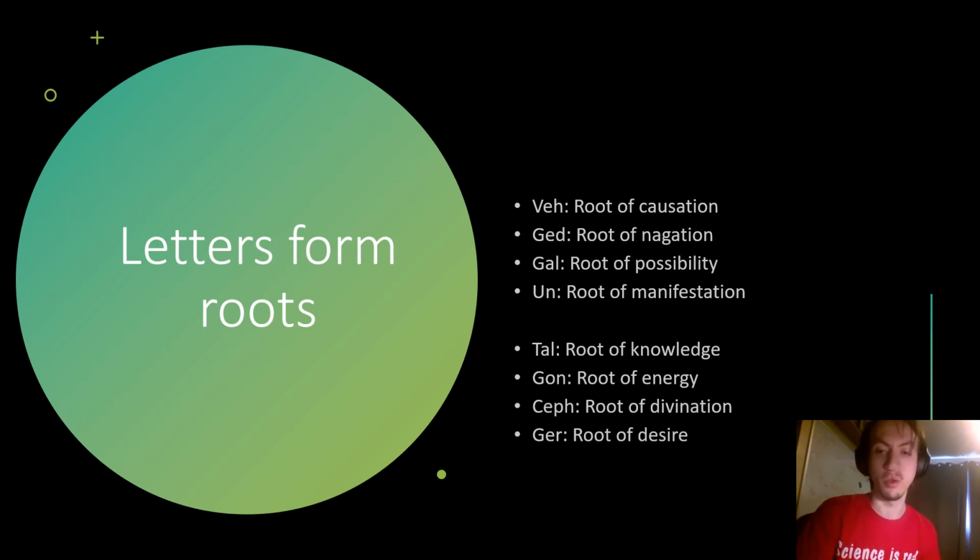So you have Tal, the root of knowledge, Gon, the root of energy, Seth, the root of divination, and Ger, the root of desire. And you might notice that some of these roots are actually letters in the Enochian script, and that is intentional. So when doing rituals, I would tend to represent an idea by referring to the root and then writing the Enochian symbol associated with that root. But as I say, you can actually write Enochian by using Latin-influenced words and then replacing the Latin alphabet with the Enochian alphabet.